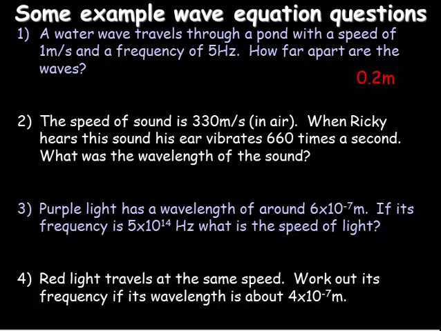For question number 1, the waves are going to be 0.2 meters apart. That means that's going to be their wavelength. Question number 2, the wavelength is going to be 0.5 meters. For question number 3, the speed of light is going to be 3 times 10 to the 8 meters per second, something you possibly should already know as being a constant. And then finally, the frequency which we work out is 7.5 times 10 to the 14 hertz.